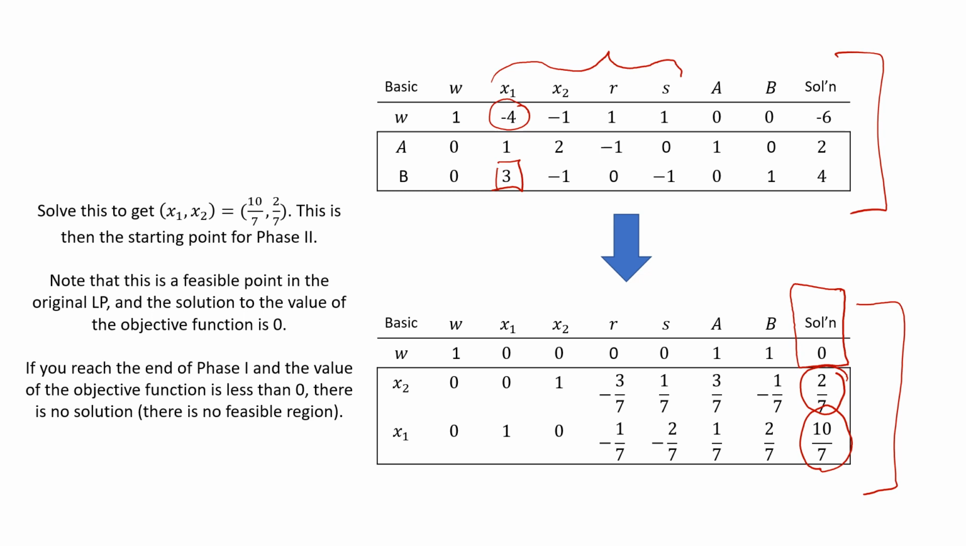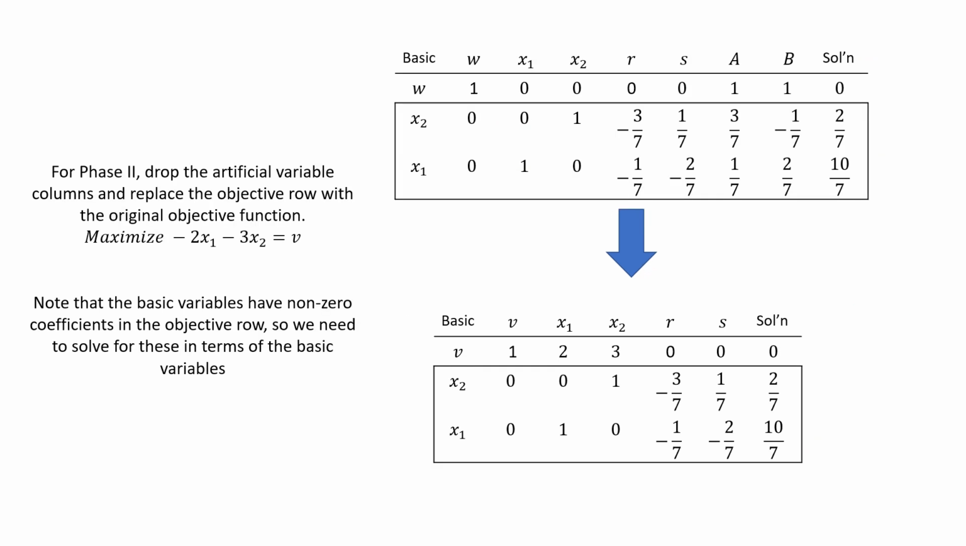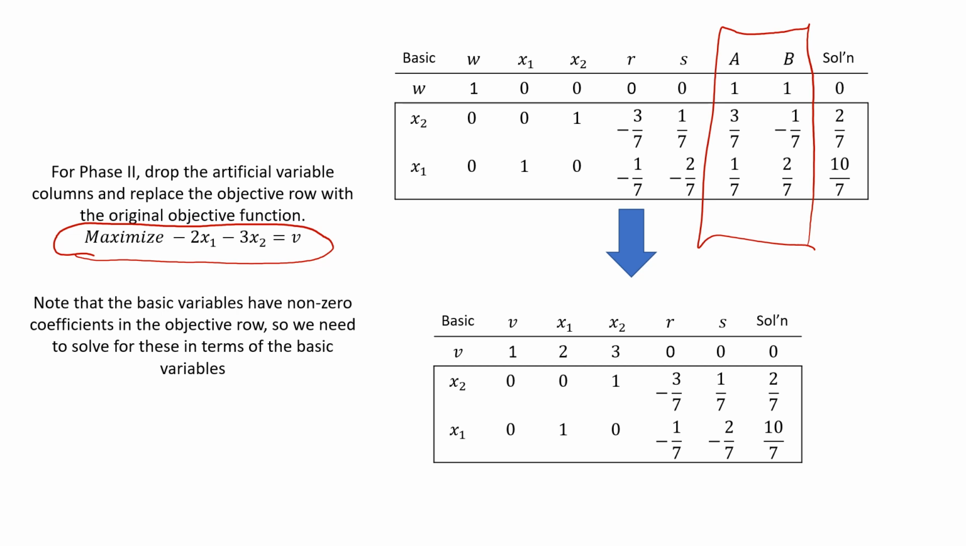Because remember, we built this by saying we're minimizing A plus B. If we can't make A plus B equal to 0, we do not have a feasible region at all. There are no feasible points. But assuming that we have found a feasible region, that we are able to make our solution equal to 0, what do we do now? Well, now we go back to our original objective function. A and B have done their job. They were only there to get us to a feasible point. So now we can take those two columns and just drop them. And we get a new tableau dealing with the points that we're interested in.